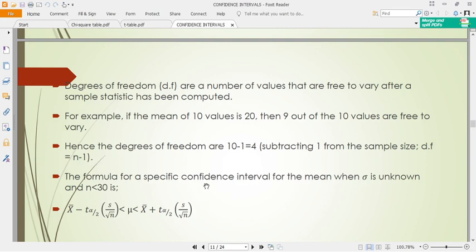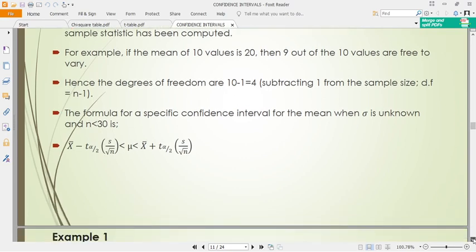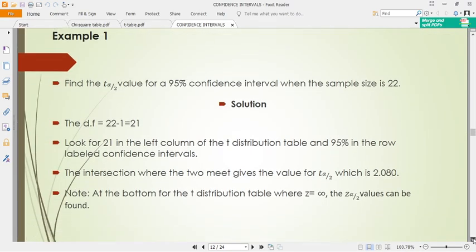So the formula for a confidence interval for a mean, when the population standard deviation is unknown, and when n is less than 30, we use t alpha over 2 since we are using a t distribution. We don't use z alpha over 2. Please take note of this. Whenever you see that n is less than 30, this is the formula to use. We use a t distribution. So we have an example.